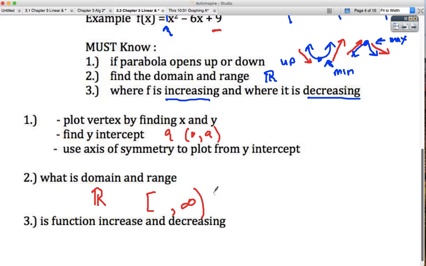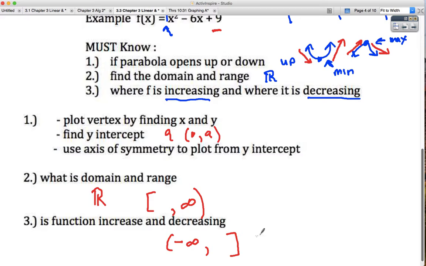If it was upside down, then we would be using negative infinity on the left side and then the y value as a max. We know that this is going to be a min here. So I need to find this value here. Once I find the vertex, it will give me the answer to the range, and it will also help me to determine where this thing is increasing and decreasing. However, since this a is positive, I know it decreases from the left. So I know it goes from negative infinity to whatever the min value is.